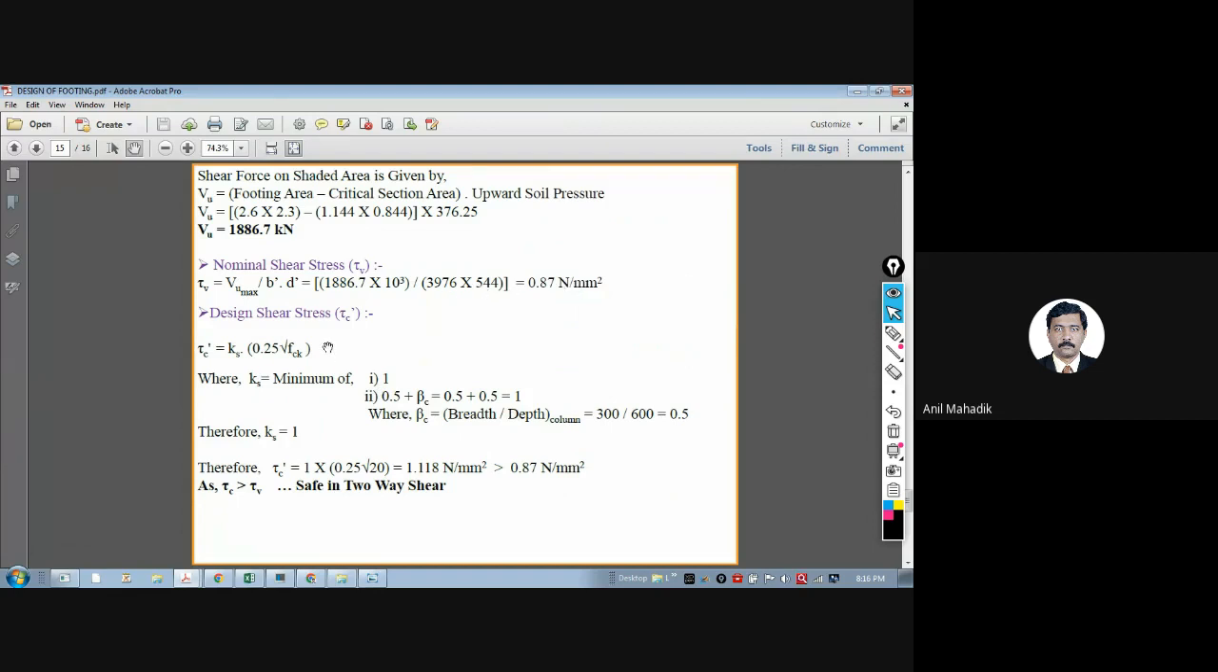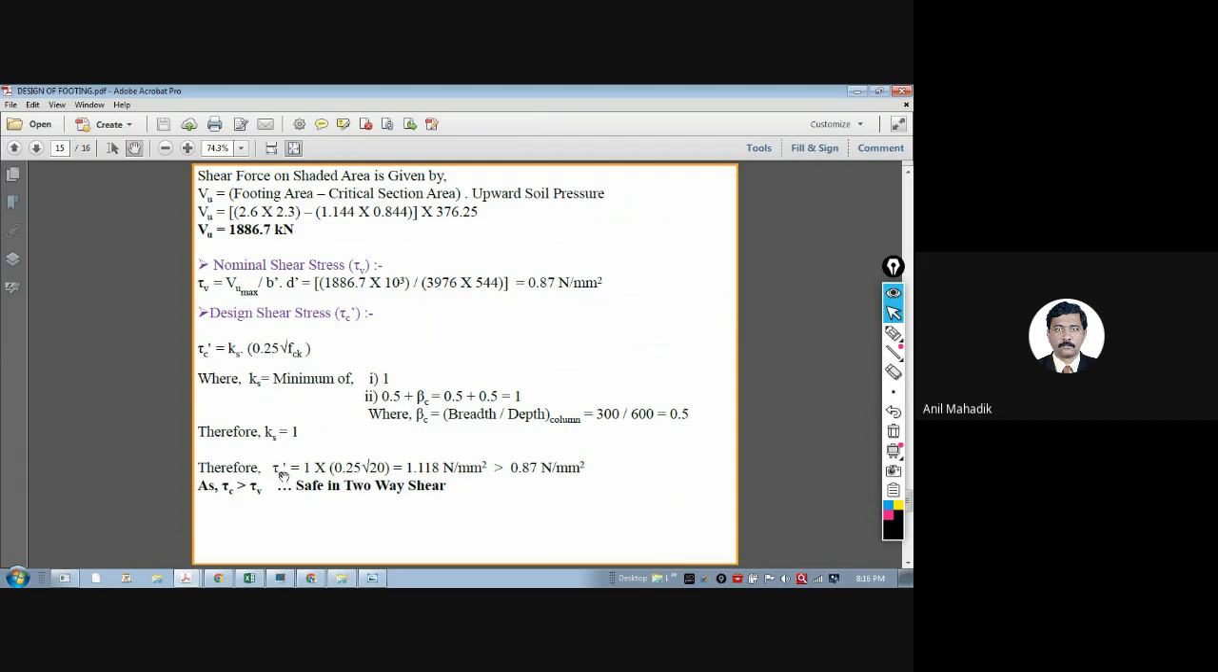Now shear stress. The formula here is different. Permissible shear stress I want to calculate, which is nothing but Ks into 0.25 root fck. This is as per IS 456. And Ks is the minimum of 1 or 0.5 plus beta C, where beta C is width upon depth of the column. So width is 300 for the column, depth is 600 for the column, so it is 0.5. So 0.5 plus 0.5, 1. So therefore Ks is 1, minimum of 1.